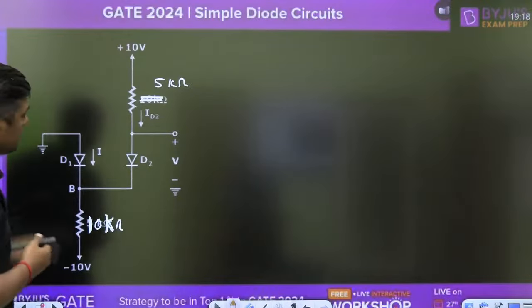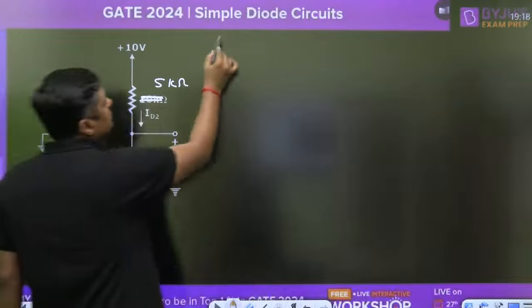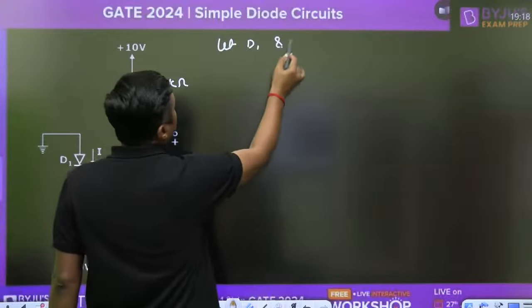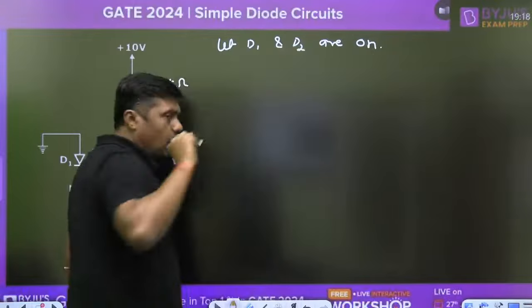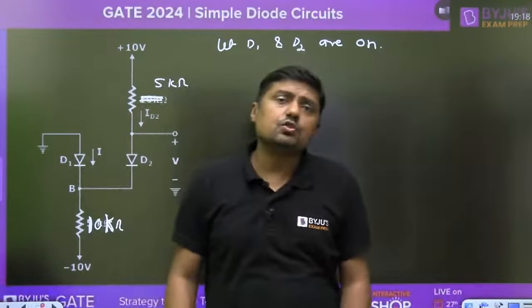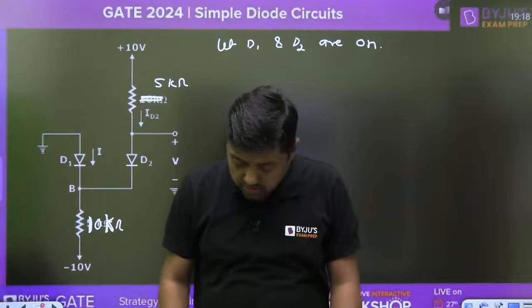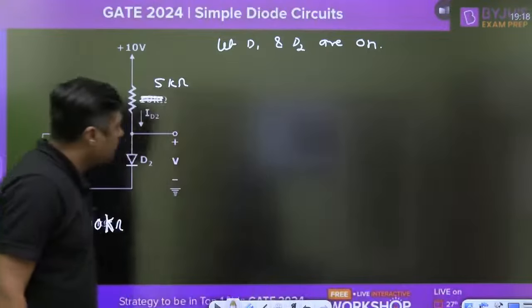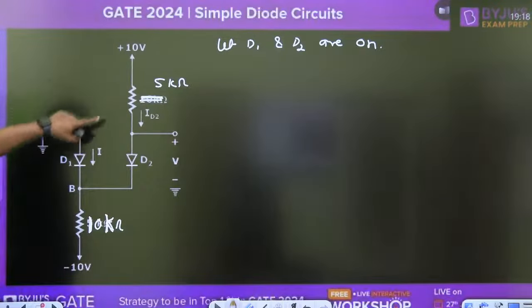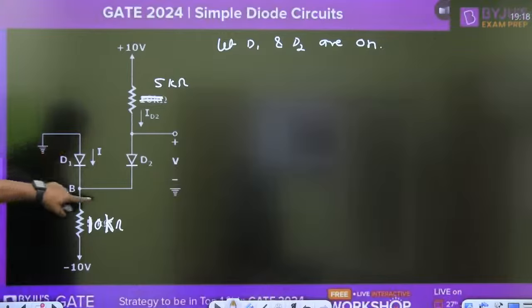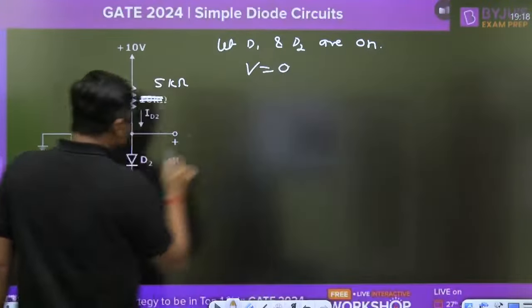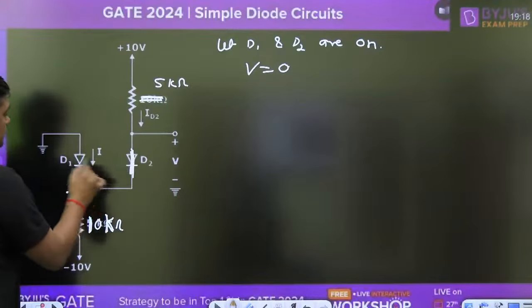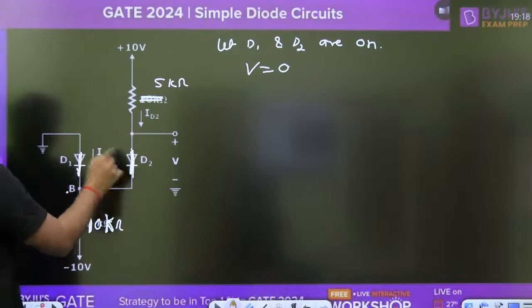Then what is the result? Let both the diodes be on. Again, let D1 and D2 be on. Now in this case, if we assume that D1 and D2 both are on, then again the voltage at this point is 0. That's why this voltage is 0, V is 0. Both the diodes will act as short circuit. That's why V is 0.